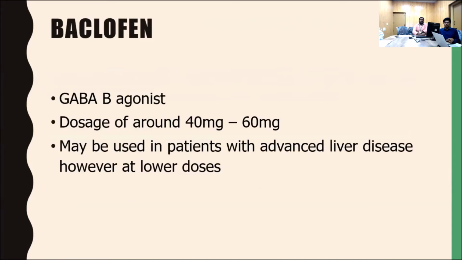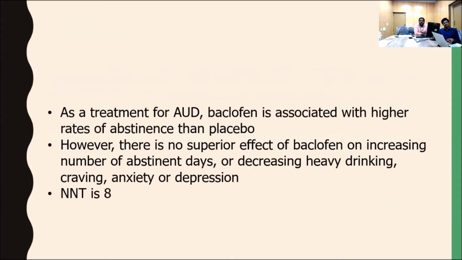Baclofen is a popular agent, something that we also use very commonly over here. We generally give somewhere between 40 mg to 60 mg in most of our patients. When baclofen was initially introduced, it was used in people with advanced liver disease, however at lower doses, somewhere around 30 mg. Most recently, in February 2018, a meta-analysis for baclofen came out. So what does the evidence show? Because it's not an FDA-approved agent.